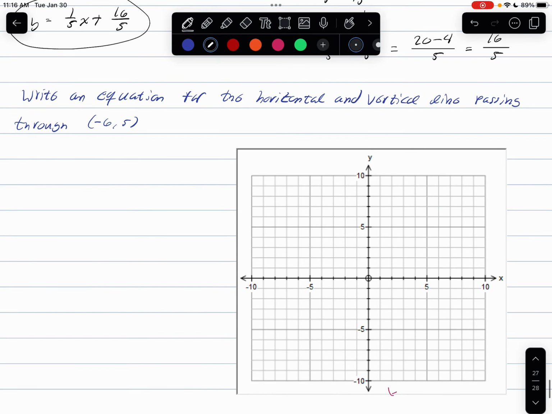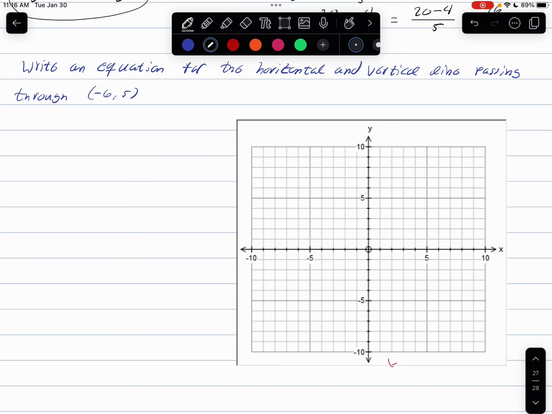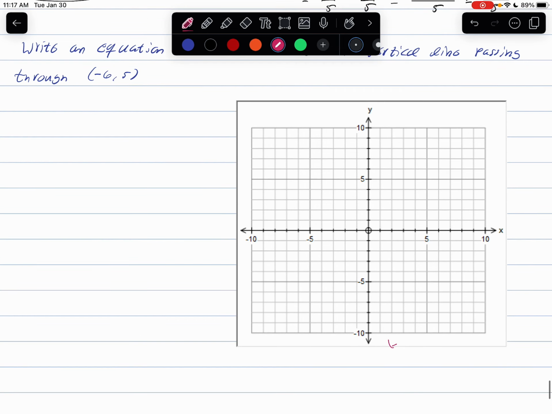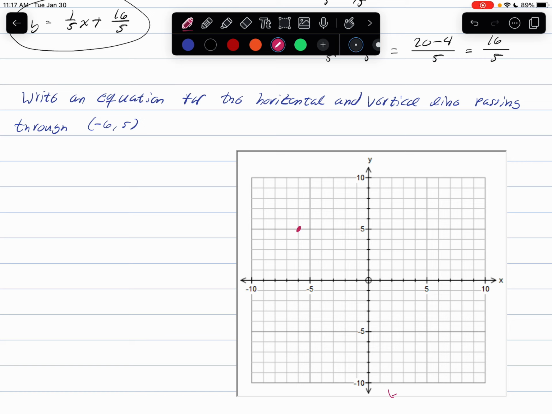Now let's take a look at this problem here. We need to write an equation for a horizontal and vertical line passing through the point -6, 5. So let's find the point -6, 5. We go to the left 6 on the x-axis, and we're going to go up 5. So this is going to be our point -6, 5. We want to find a horizontal and a vertical line passing through this point.